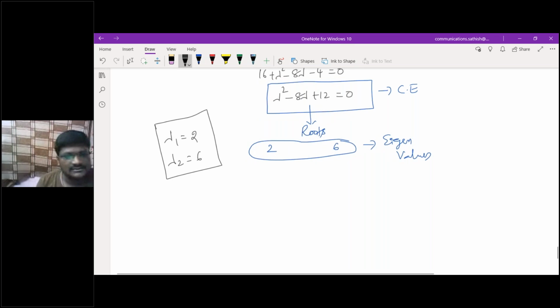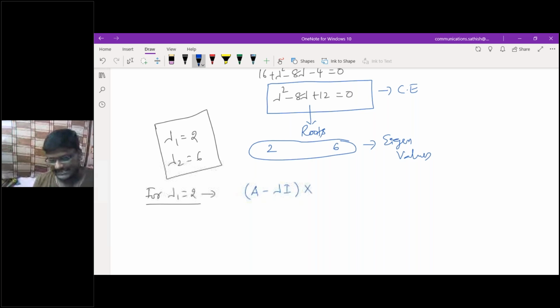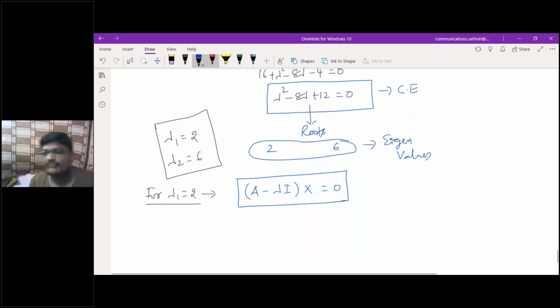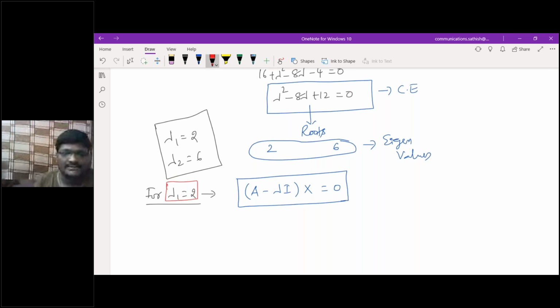So for lambda 1 equal to 2, I'm calculating the eigenvector. For finding that eigenvector, what I have to do is (A minus lambda I) x is equal to 0. Am I correct? Yes, sir. Now this is lambda 1 equal to 2, so I'm taking this as lambda 1 and this as x1.